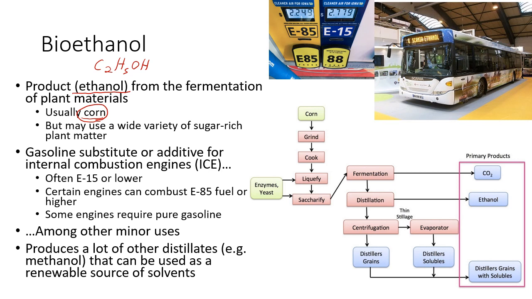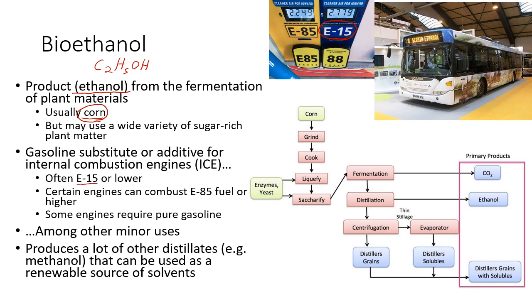A lot of the time we're going to be using either E15 or lower. So when you go to the pump, you might see E15. What that means is that it is 85% gasoline and 15% ethanol, or thereabouts. Sometimes it'll be a little bit less, sometimes a little bit more, but typically it's just a little bit less than 15%. You might be buying E12 or E10 or E5 or pure gasoline.